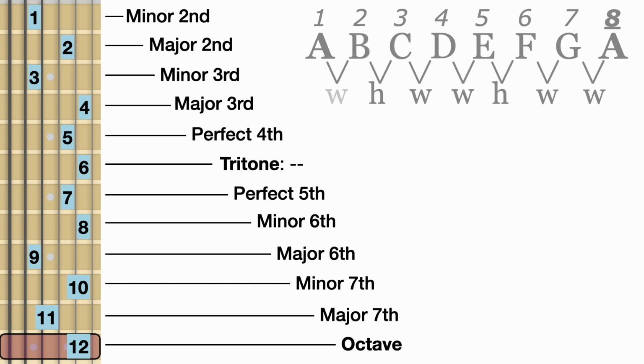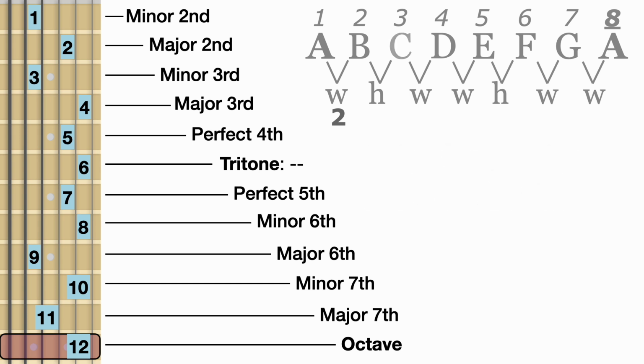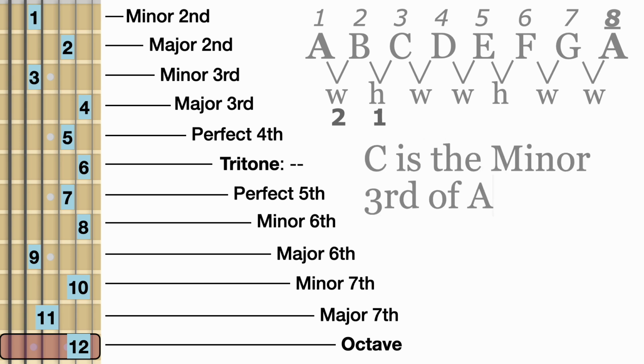So when we look at A to B, that's a whole step. So you have 2 frets. That means B is 2 frets up from A, meaning B is the major second of the A minor scale, of A minor. Again, just using different phrasing here. Next, we look at C. And here we have a half step, or 1 fret, a semitone. So when we add those up, we wind up with 3. And we know that when we hit 3 frets away, we wind up with the minor third. And C is the minor third of A. Okay? Again, it's just the distance.